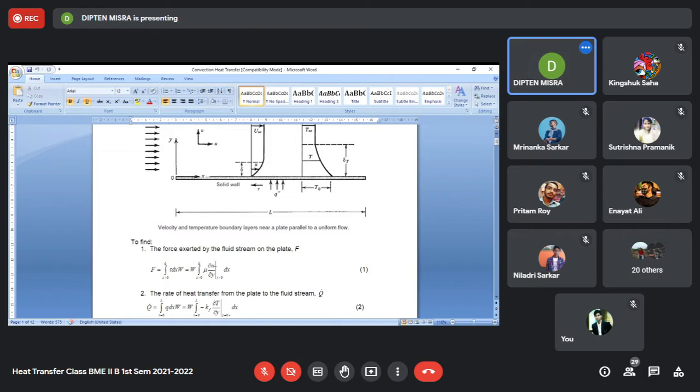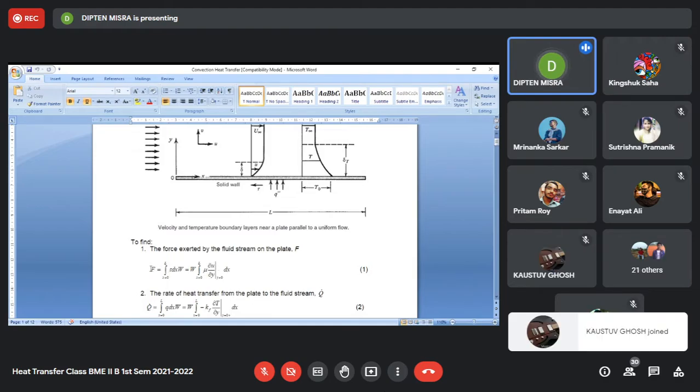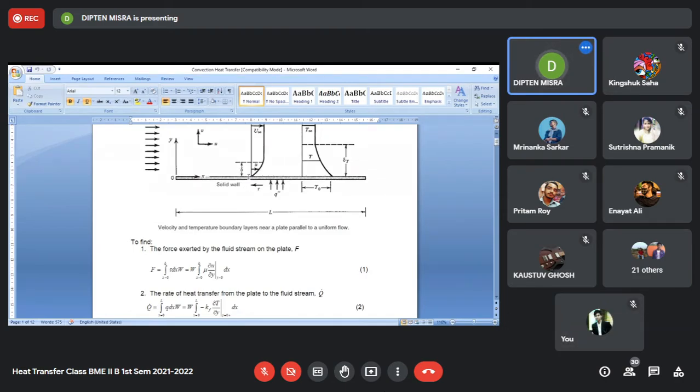So u is in general a function of x and y, and if we differentiate this with respect to y, the dependence on x remains. So this will be a function of x. And if we know this function of x, we can integrate this over x to find out the total force exerted by the fluid on the wall. And that magnitude will also be the force exerted by the wall on the fluid. Only the magnitude will be the same, but the direction will be opposite.